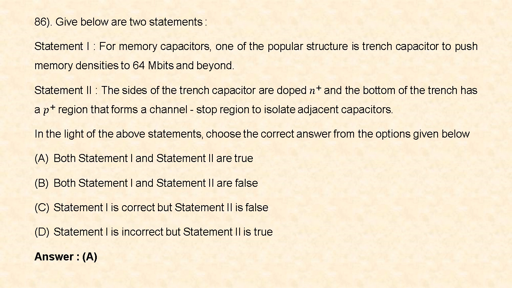Next question. Given below are two statements. Statement 1. For memory capacitors, one of the popular structure is trench capacitor to push memory densities to 64 megabits and beyond. Second statement. The sides of the trench capacitor are doped N plus and the bottom of the trench has a P plus region that forms a channel stop region to isolate adjacent capacitors. Here you can see that both the statements are correct. So answer A is the correct one.